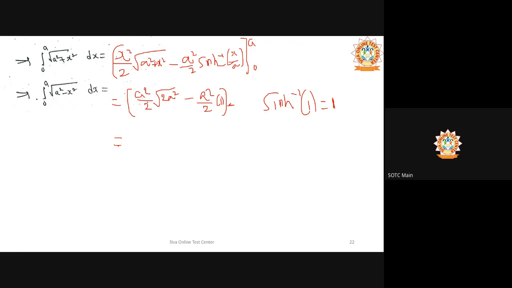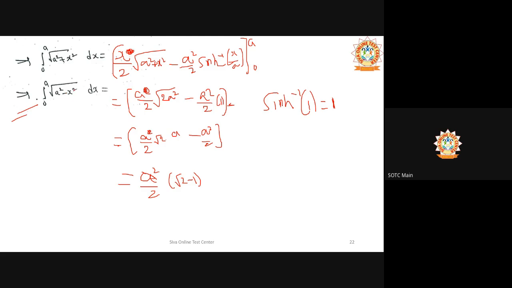Then what will come? a square by 2. So if you take root 2 common here, a square by 2 root 2 under root a square will come a, minus a square by 2. Right? So what is the remaining? Here it is x by 2, right? Not x square. It will come a only. So here a into a will come a square. So if you take a square by 2 common, it will come root 2 minus 1. This is your answer. Now all of you try to solve this question.